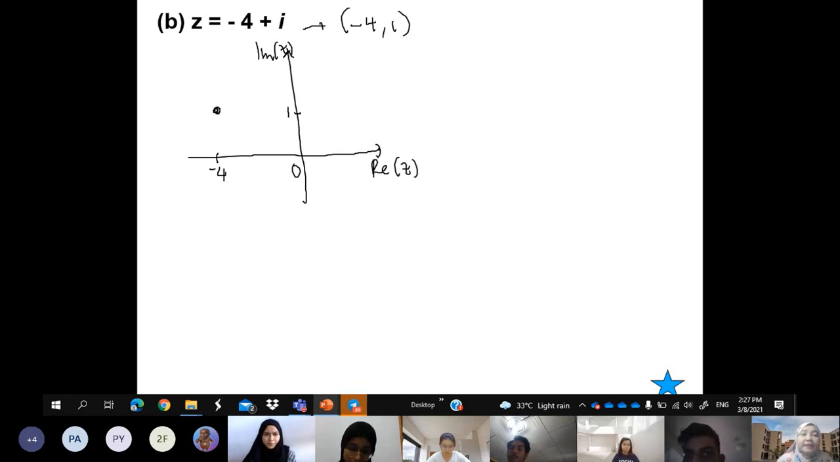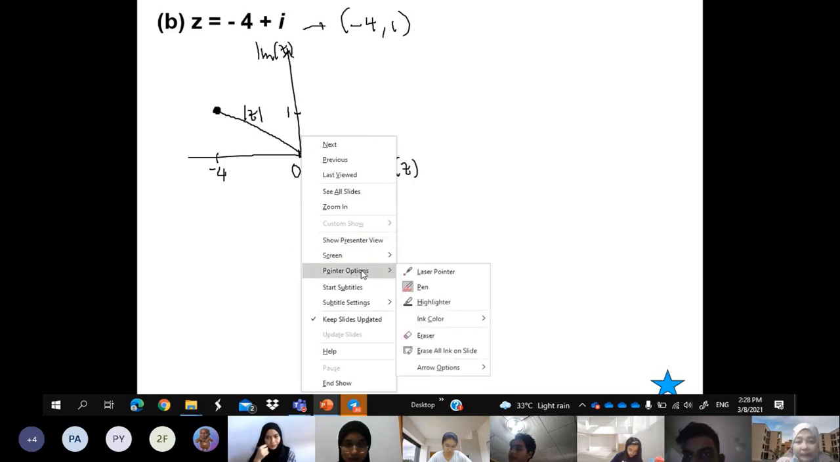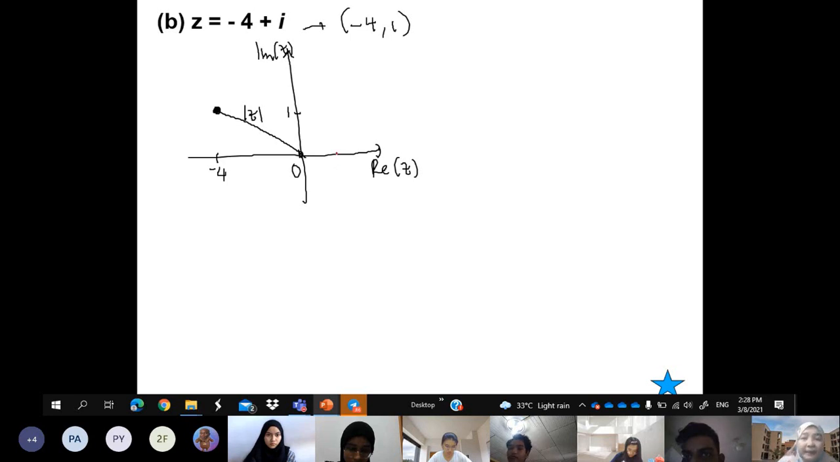This is the point (-4, 1). Join from the origin to the point. This is actually the modulus of z. Then you need to find theta, from the positive x-axis to the line. This is theta, and at the same time, the opposite one is alpha, the basic angle. Which should you find first? It's up to you. You can find theta before the modulus.